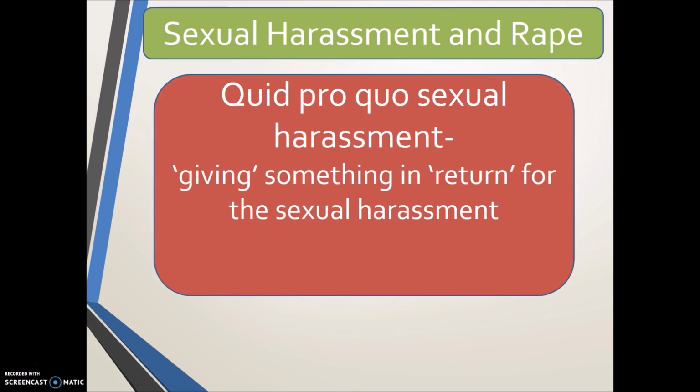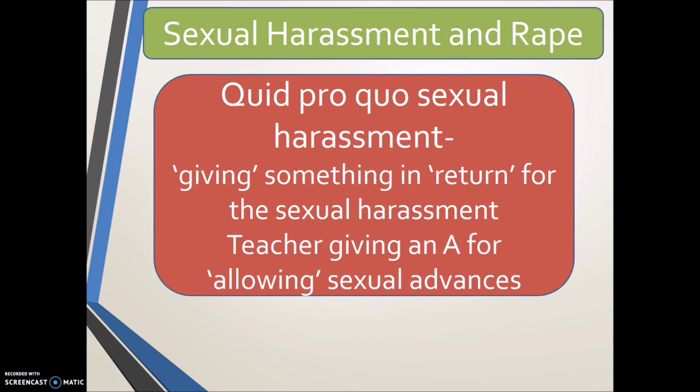So shifting gears a little bit, we're going to talk a little bit about sexual harassment. I just wanted to go over these couple quick definitions. So quid pro quo sexual harassment is giving something in return for the sexual harassment, or maybe not reporting that sexual harassment. So an example in your book was a teacher giving an A for allowing sexual advances or not reporting those things. This could happen in the workplace with a boss, for example, but it wouldn't necessarily even need to be someone in authority over another. It could also be a coworker.